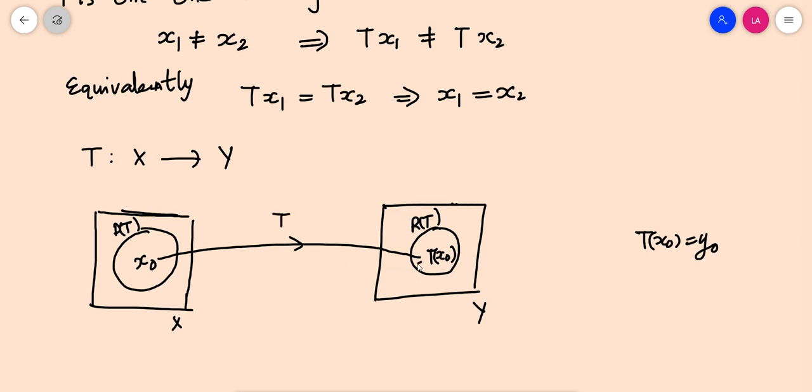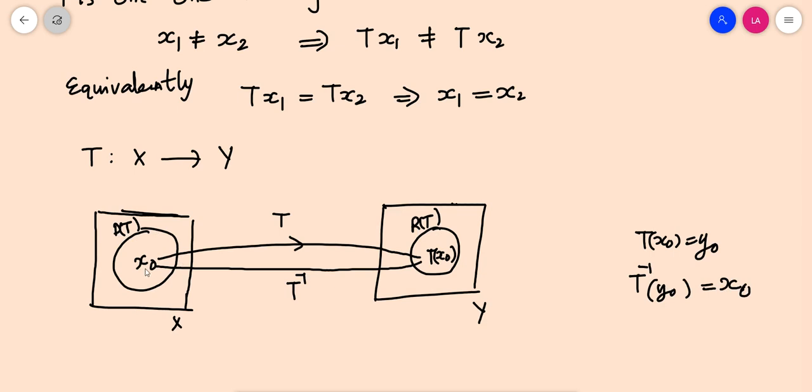Then in the case of the inverse, T inverse of y naught is actually x naught. So if T is a map from D(T) to R(T), T inverse is a map from R(T) to D(T).